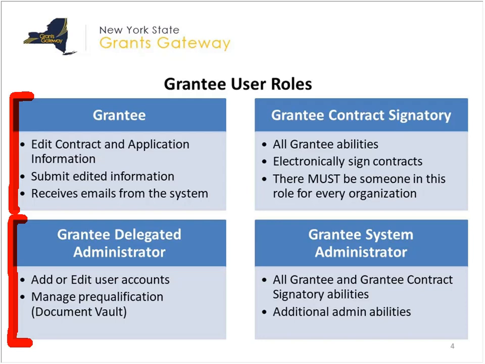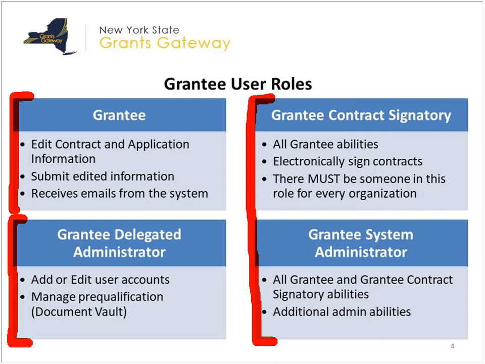So that's grantee. But the two people here on the right, they can. So grantee contract signatory and grantee system administrator, they basically have the same exact rights. So they can do all the things that the grantee could do. They can edit the contract, the budget, the work plan, all the information in the contract. They can submit it. They will receive emails from the system if they have a task.